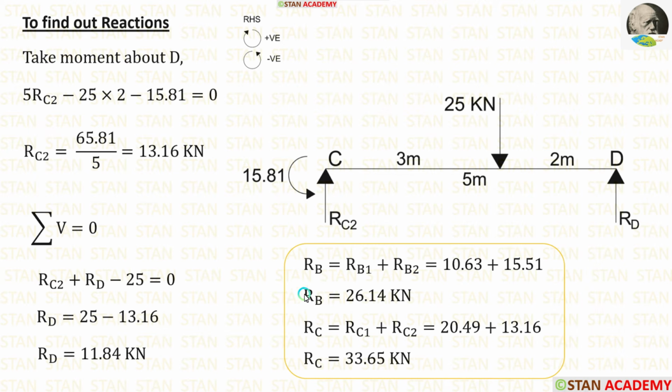In the point B and in the point C, we have calculated the reactions two times. For RB, we have to add RB1 and RB2. Finally, we are getting RB. For RC, we have to add RC1 and RC2. After adding, we are getting RC.